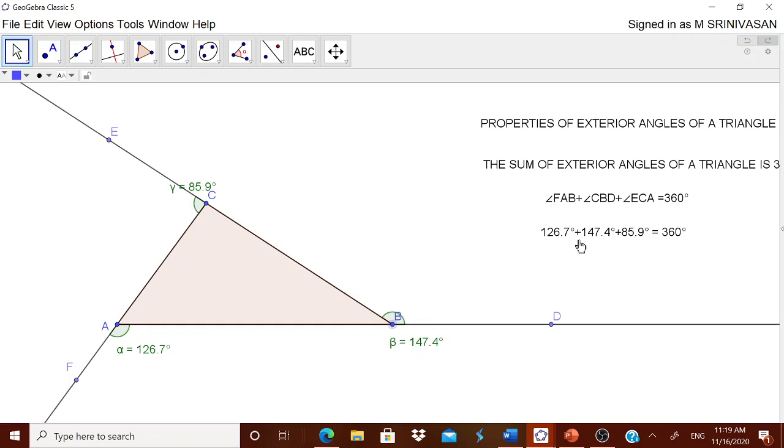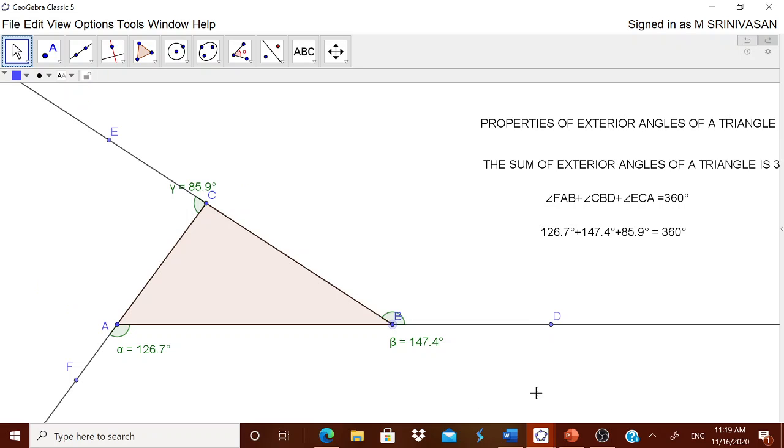Whenever you add it, normally don't try to have it at 0 decimal places, because sometimes the addition may not be 360. If you have it in 1 decimal place, approximately it will come to 360 degrees. So you are seeing here 9 plus 4, 13, 13 plus 7, 20, then 0, and 2 will be carried forward, and then it is coming as 360 degrees.